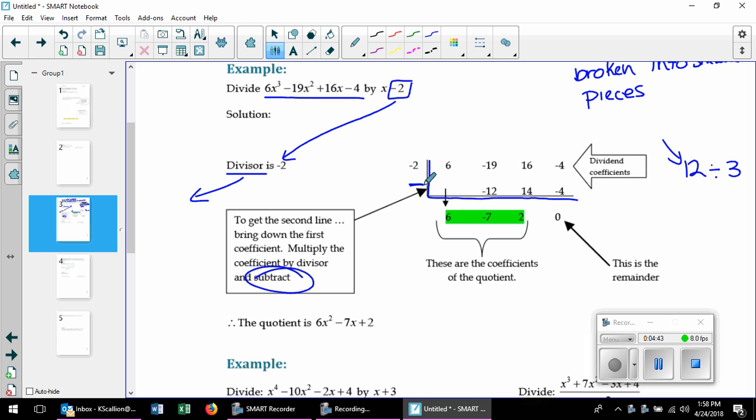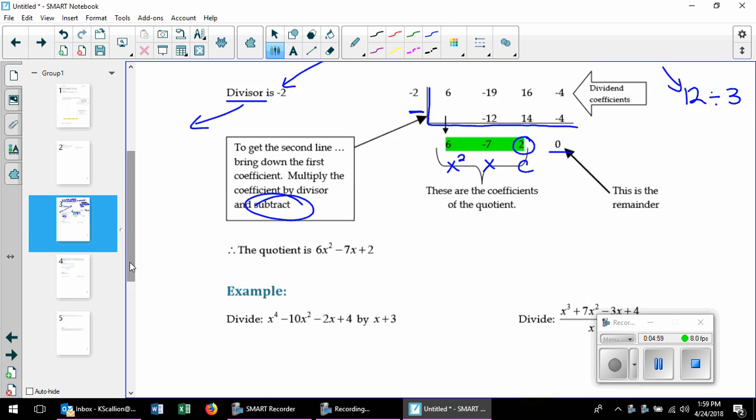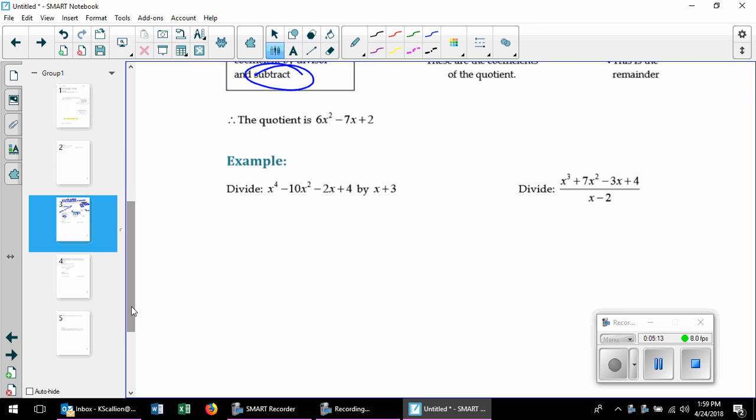So you work backwards. When you get all this done, you work backwards. The last one on the far right-hand side is always your remainder. Then constant, then x, then x squared. So the quotient is 6x squared minus 7x plus 2, no remainder, because the remainder was 0. Okay, you guys ready? Yes. Awesome. Okay, so we're going to do this one.